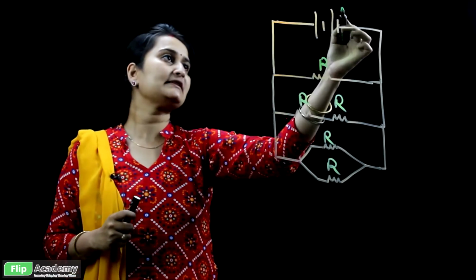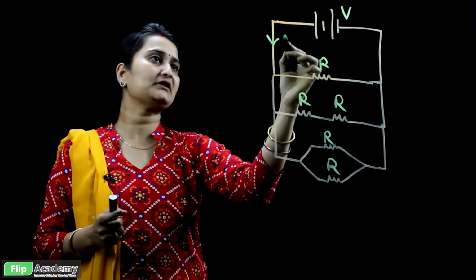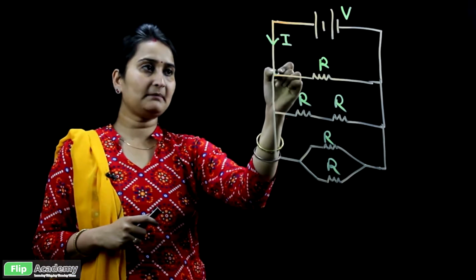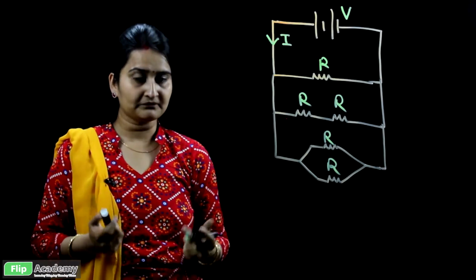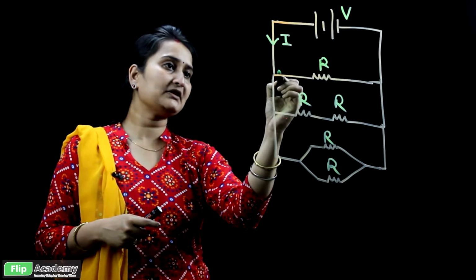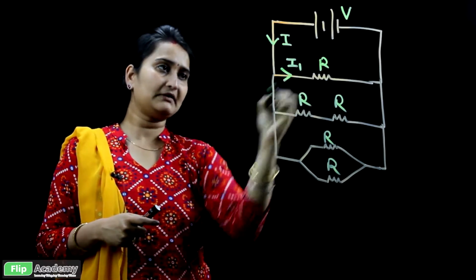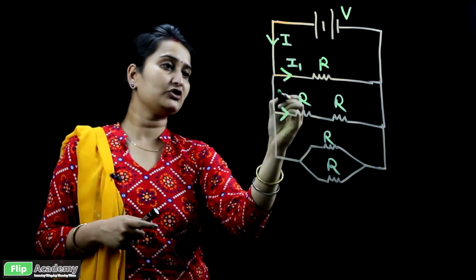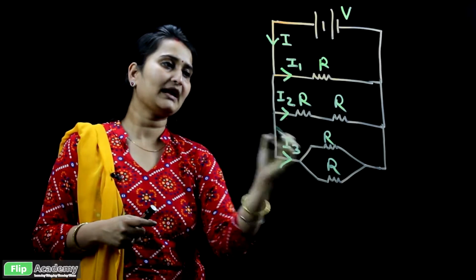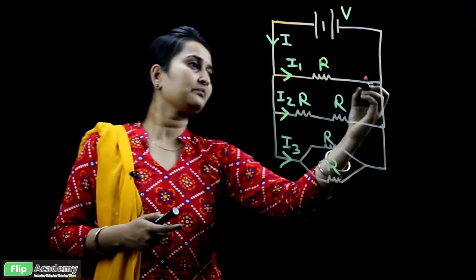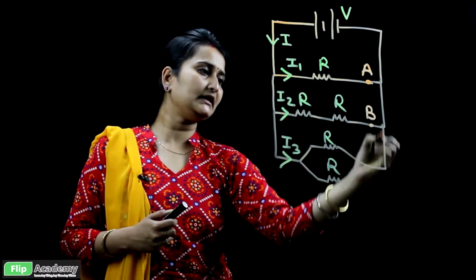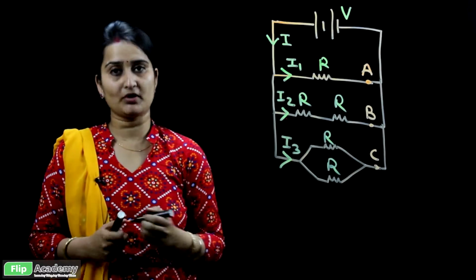Now, this is the total potential supplied by the battery and this is the total current given by the battery. When this current passes through these branches, the current gets split up into various branches. When it passes through this branch, it will become I1. When it passes through this branch, it will become I2. When it passes through this branch, it will become I3. Now name these branches. This branch is named A, this B and this C.